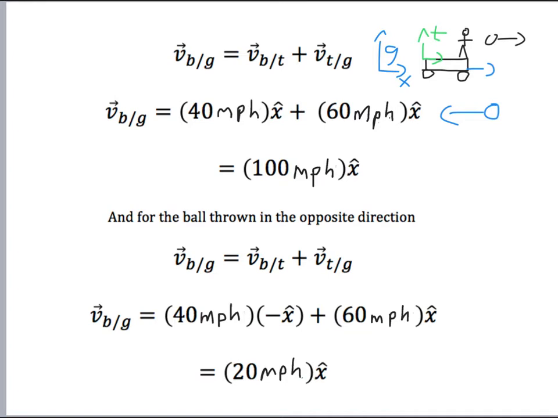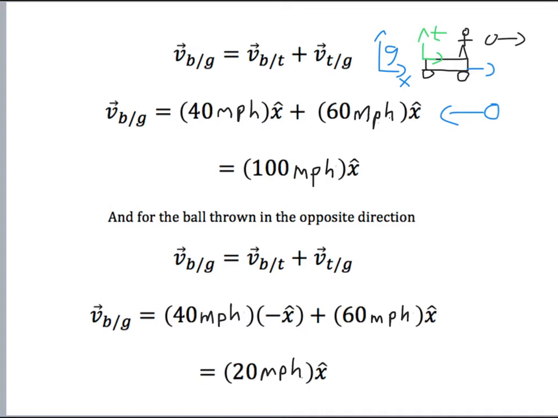How do I know it's forward? Because the coefficient here is positive. This 20 miles per hour is positive. That means to the right. It's in the positive x-hat direction. So even though this ball was thrown backwards, someone on the ground would still measure it as moving forward. Isn't that crazy? But that's just the way that it works. And hopefully that does make sense.